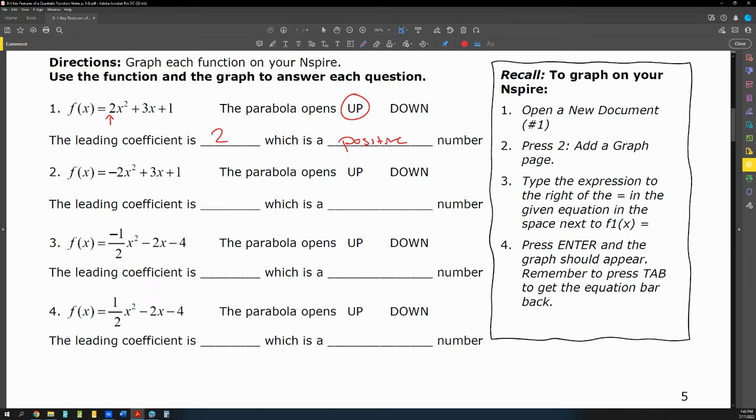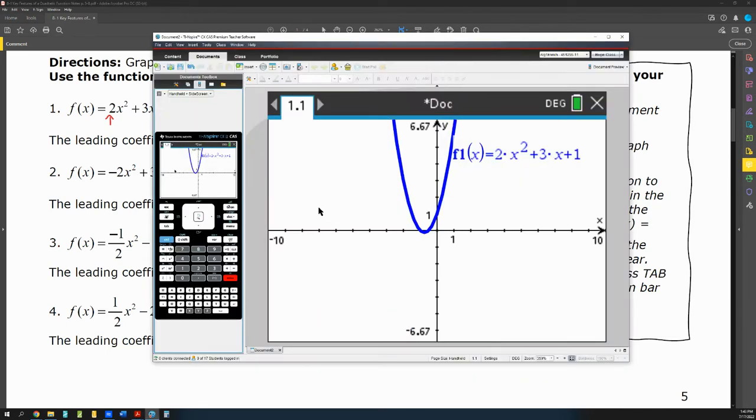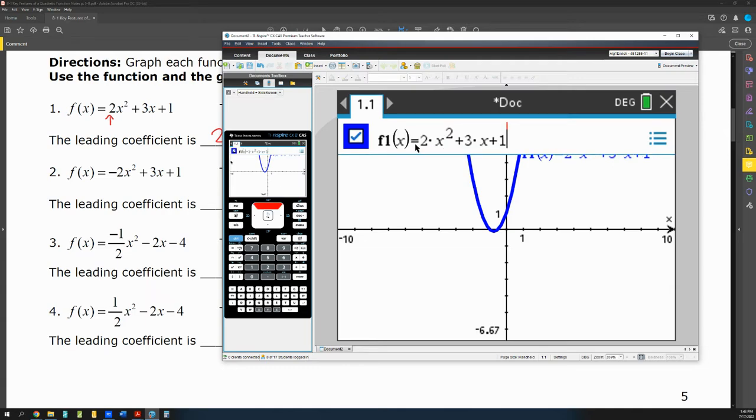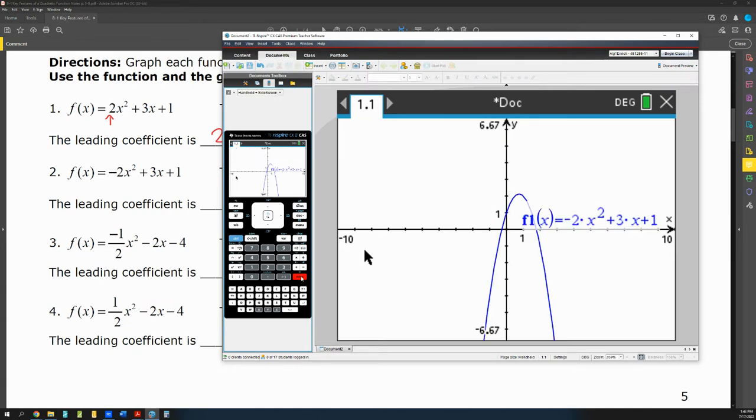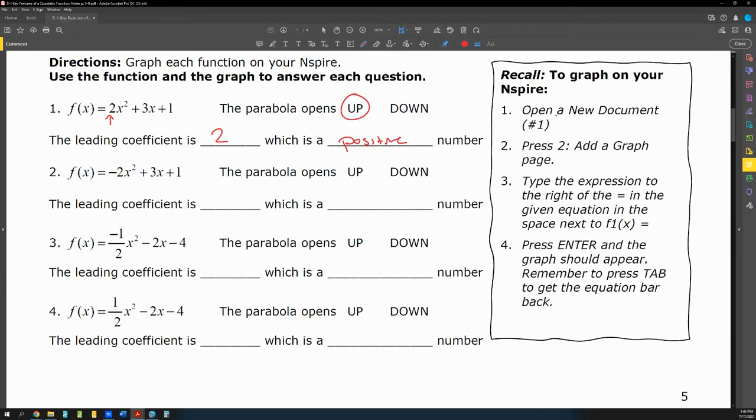Okay. For number 2, let's take a look at the graph of this. So to get back to my functions, I'm going to hit tab. And actually, most of the equation's the same, so I'm actually just going to go up. And that's going to take me back to this original f1 of x. And I want to make that first term negative, that leading coefficient. I'm going to use the negative key. And that's right next to your decimal point. And then I'm going to hit enter. And now I notice that that graph opens downward. So this graph opens down. The leading coefficient is now negative 2, which is a negative number.